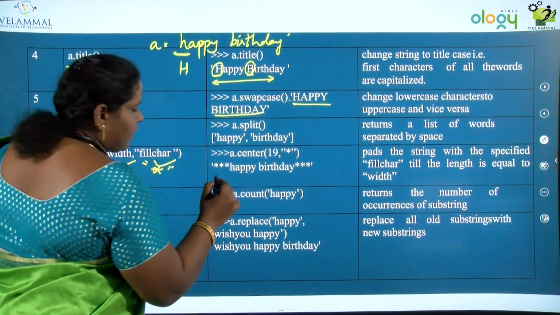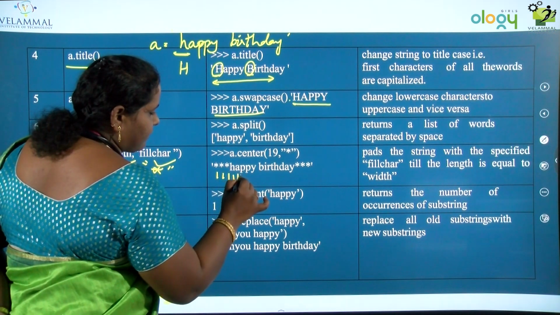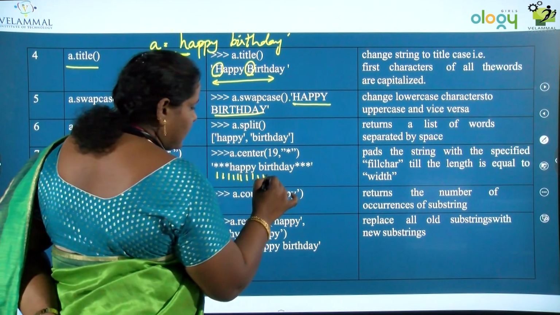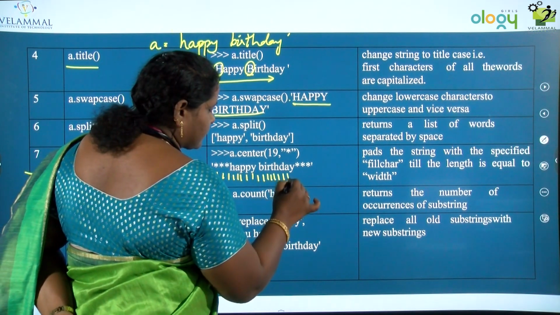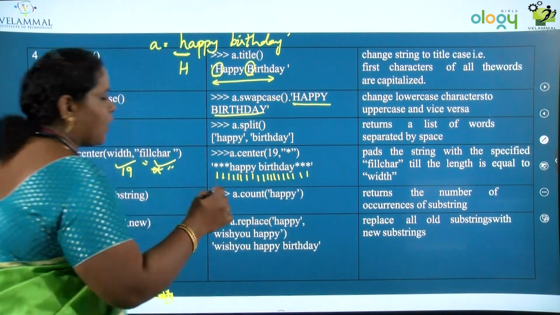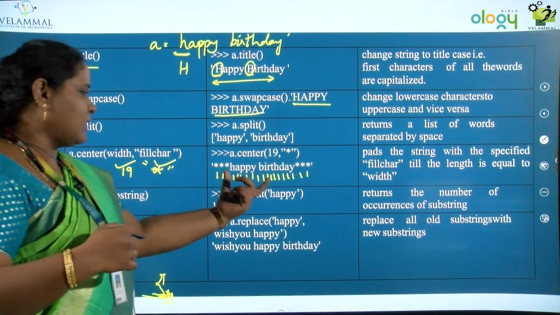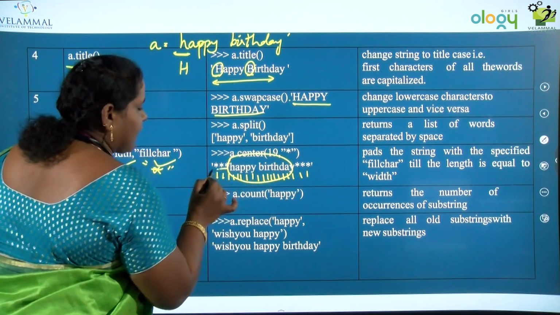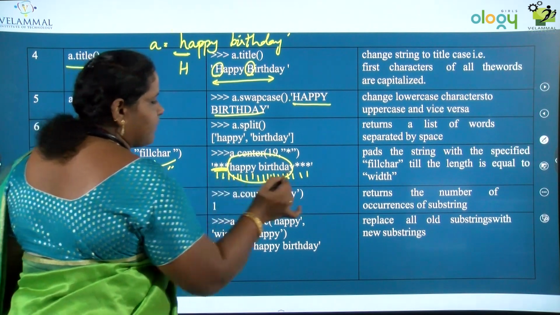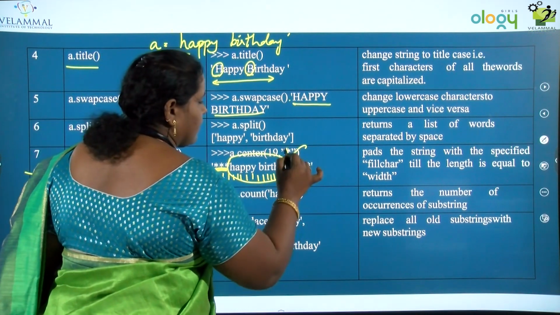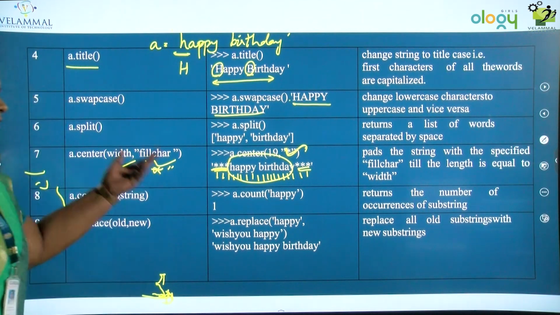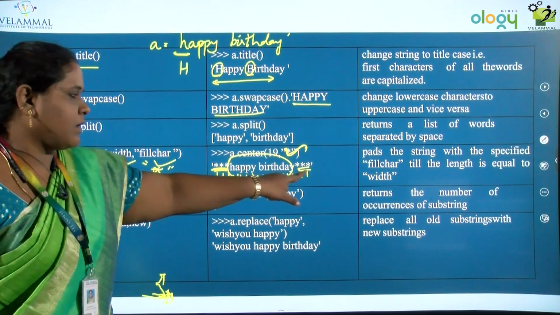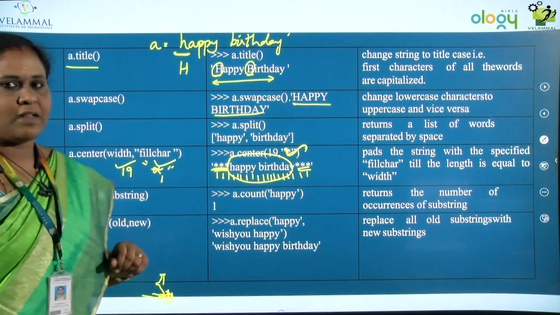So can we count it off? 1, 2, 3, 4, 5, 6, 7, 8, 9. Even the empty space will be counted over there. 10, 11, 12, 13, 14, 15, 16, 17, 18, 19. So 19 is going to be your width, and in the center, happy birthday is going to be printed, and the remaining spaces will be filled with your desired character. Here I have used a star, so the remaining space has been filled with the star, that is, asterisk.